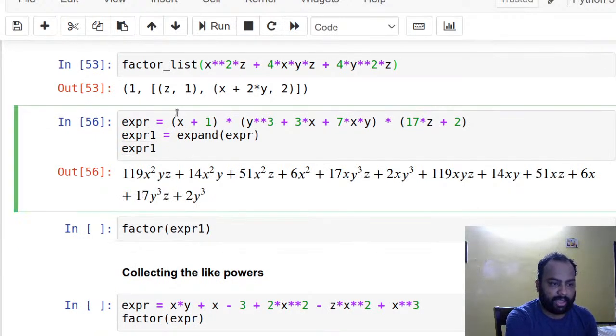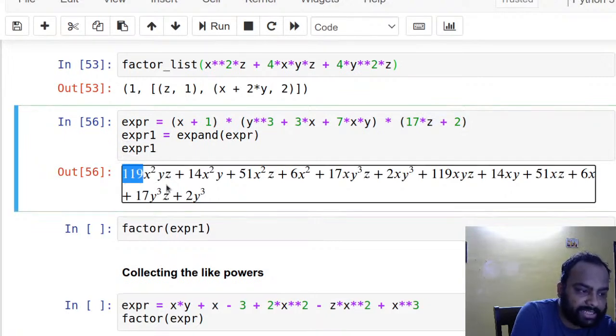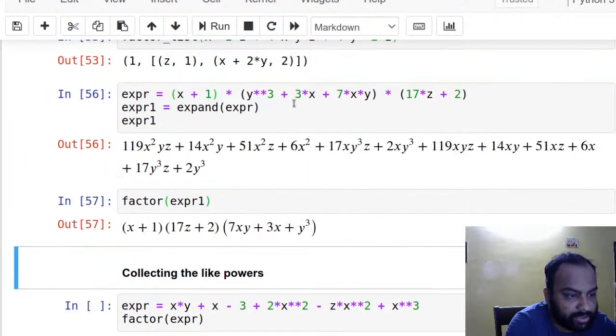Okay, I think you recall this expression. The original expression was x plus 1 into this, right? And I expanded this and assigned it to a variable expression 1. But what if I want to factorize this? Of course, if I factorize this whole thing, it is supposed to become this thing, because this was the original thing. So if I factor this, it essentially goes back to the original thing, right?